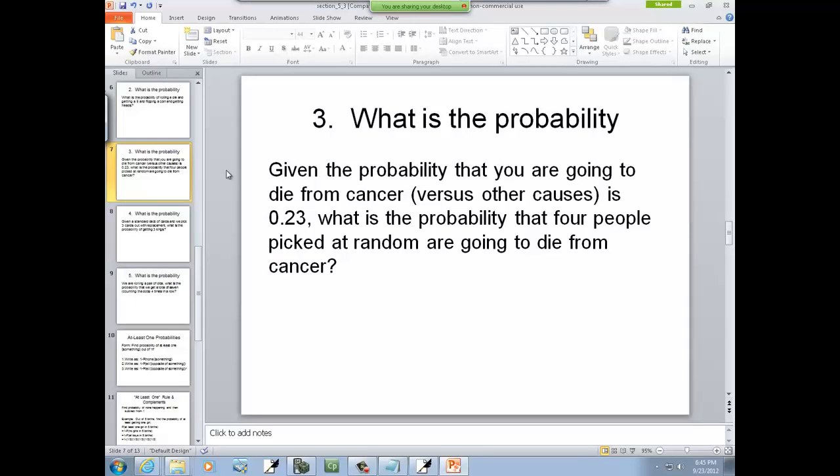Okay, our third one. Given the probability you're going to die from cancer versus other causes is 0.23. And I actually looked this up on, I think it was, the CDC's website. And it is 23%. What is the probability that 4 people picked at random are going to die from cancer? You'd be surprised, the one that's largest is heart disease.